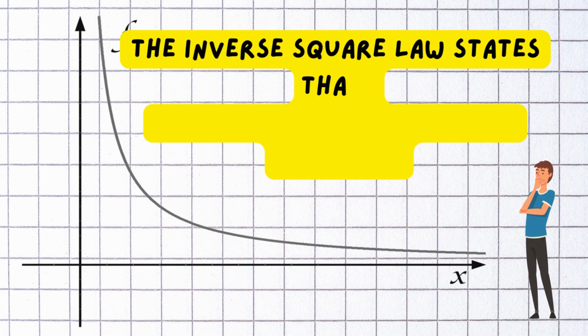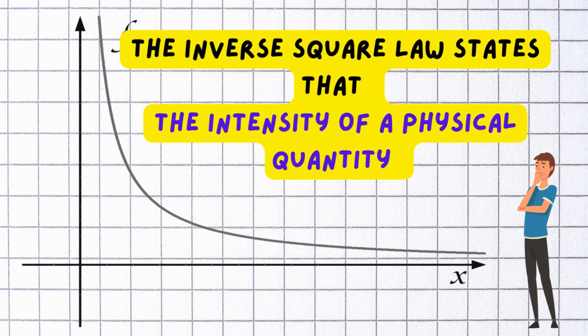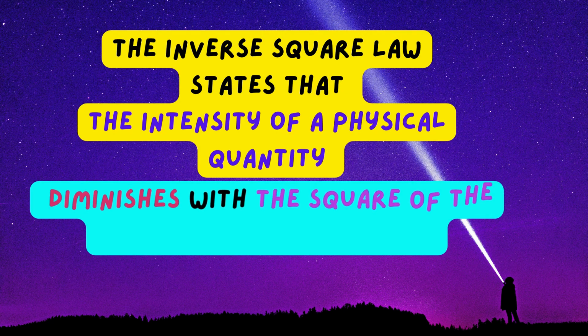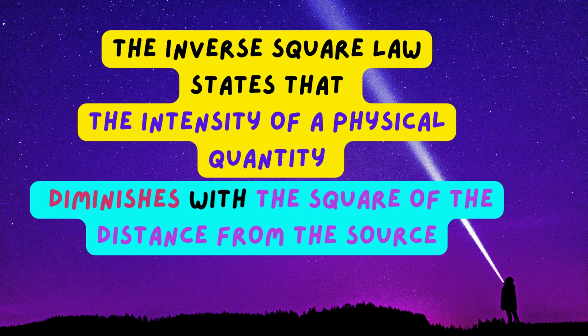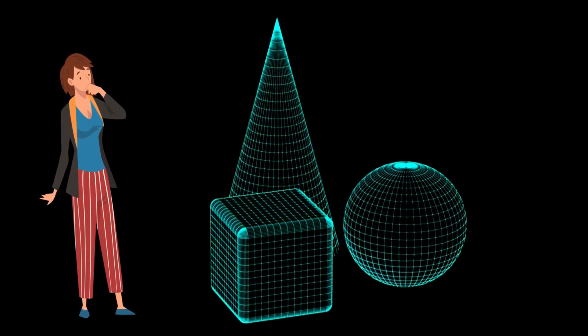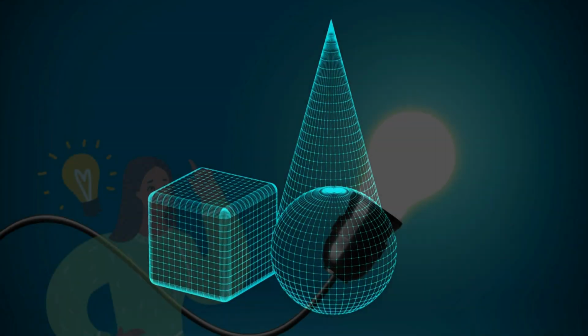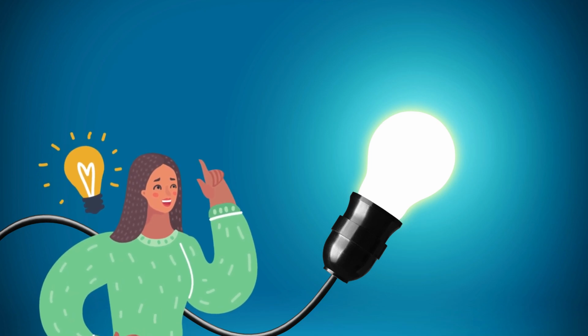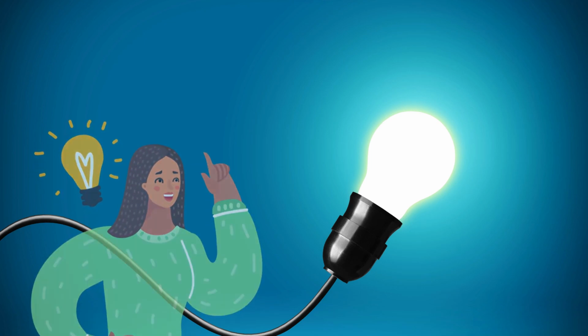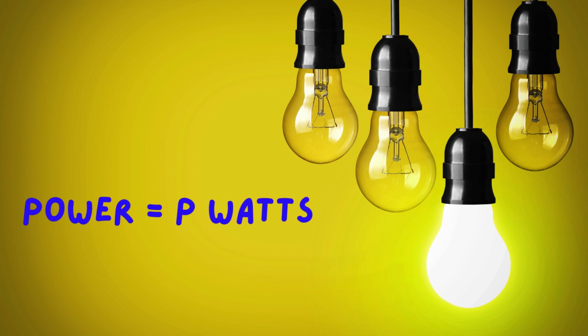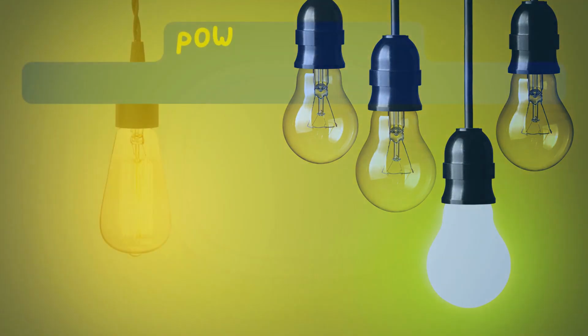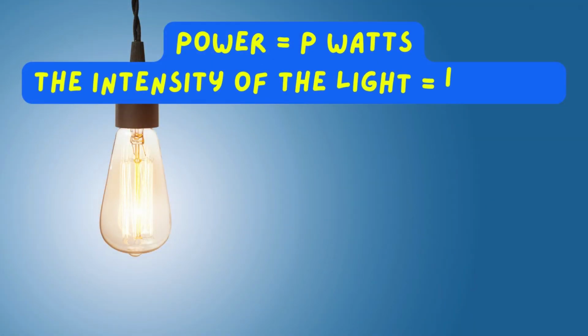The inverse square law states that the intensity of a physical quantity diminishes with the square of the distance from the source. Let us understand this phenomenon with the help of some geometry. Imagine we have a light bulb as our point light source, which has a power P watts. Let us say the intensity of the light is I units at the source.